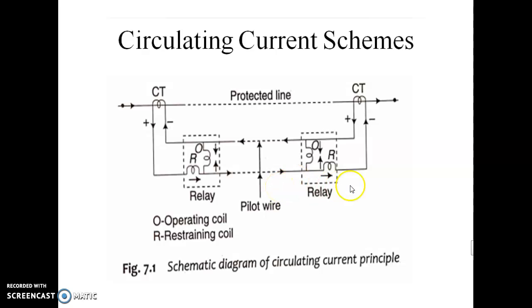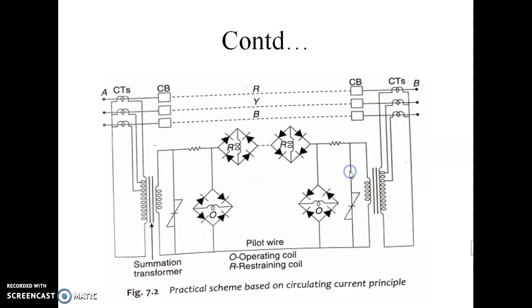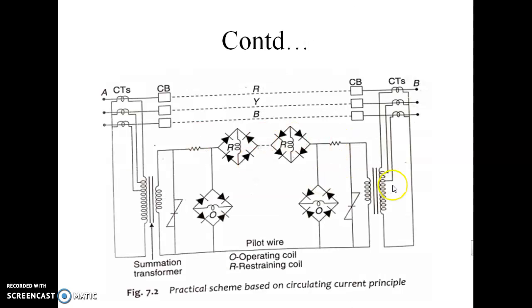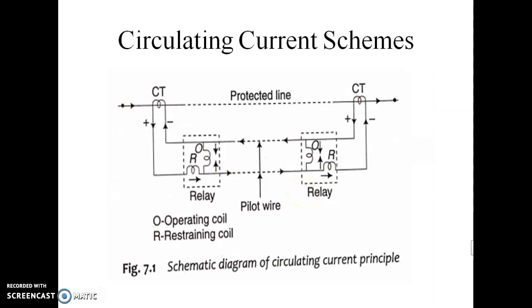This is the schematic diagram of the circulating current principle, and one more diagram is given in your textbook, this one, the practical scheme based on the circulating principle. The same principle applies here also. This is the practical scheme we are using. This is about the circulating current scheme in wire pilot protection, right?